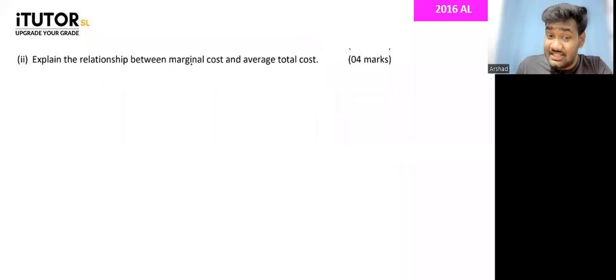Explain the relationship between marginal cost and average total cost. Remember, I told you marginal cost and average variable cost. Oh, you can even go with average total cost also, perfectly fine. So what is the relationship, guys? This is a very simple one, right? We did this, I think, in the fast track class also.